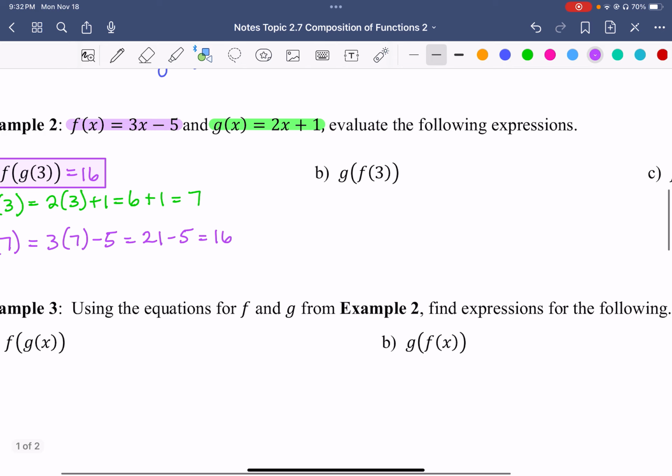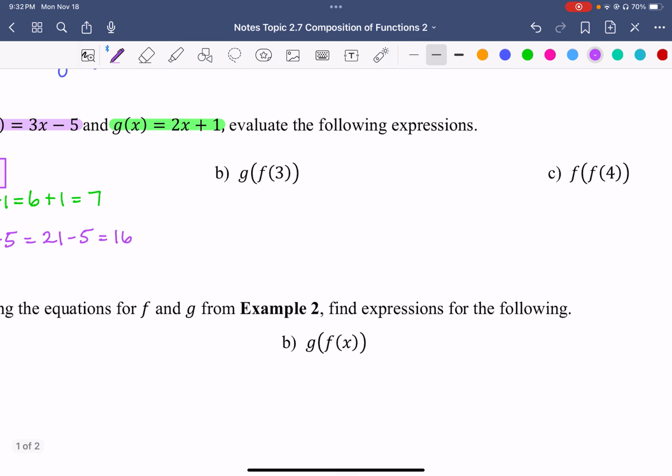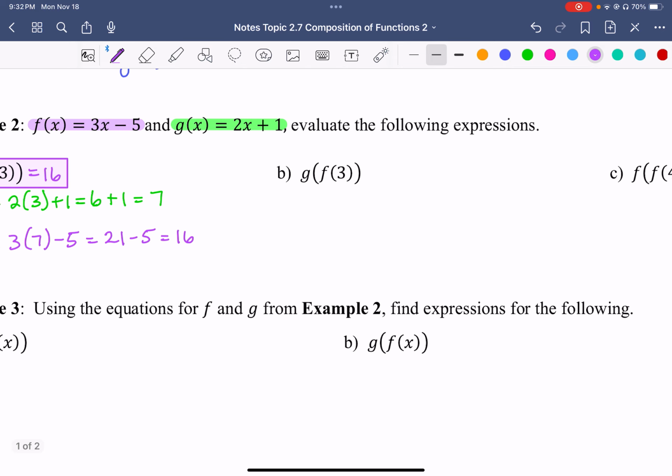Okay, let's do the next one. g of f of 3. f of 3 is the function on the inside, so I first need to do f of 3, which would be 3 times 3 minus 5. 3 times 3 is 9. 9 minus 5 is 4.